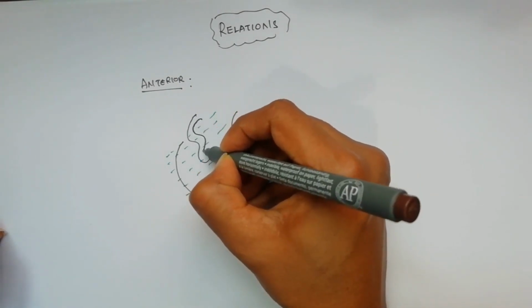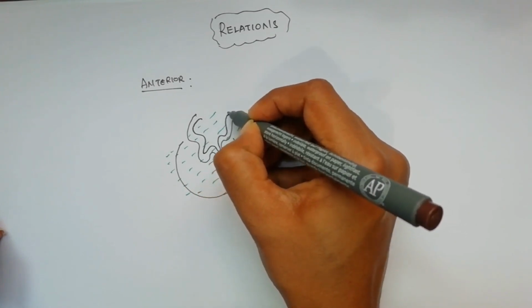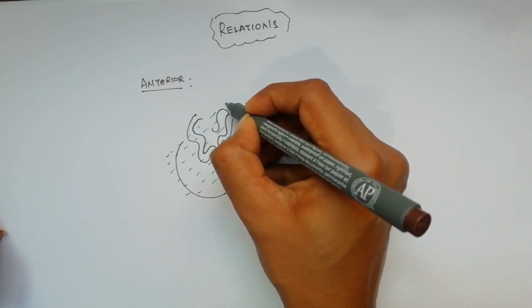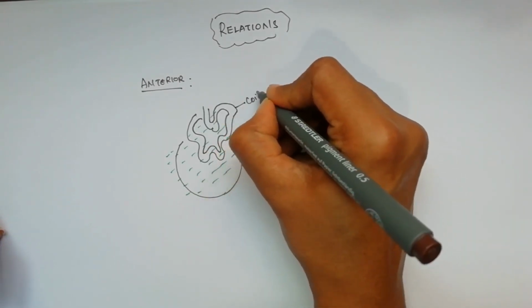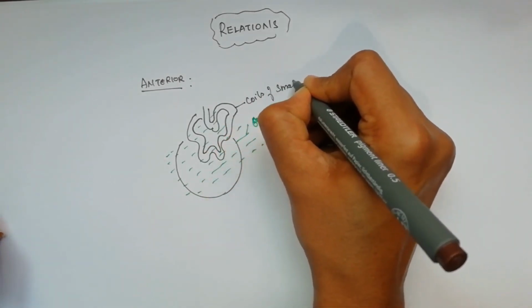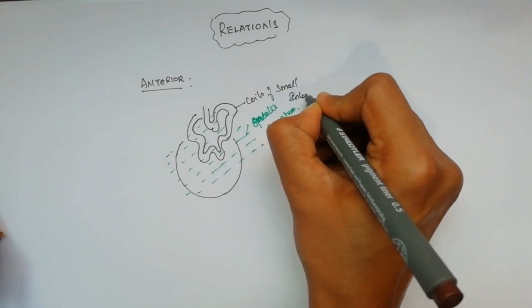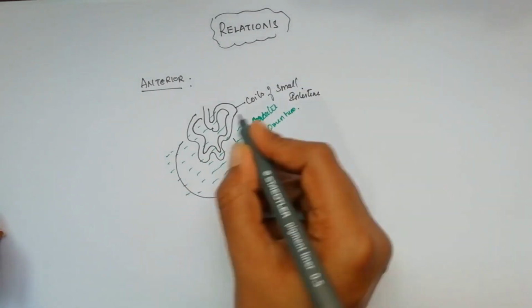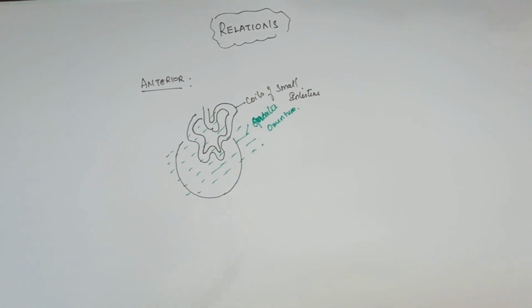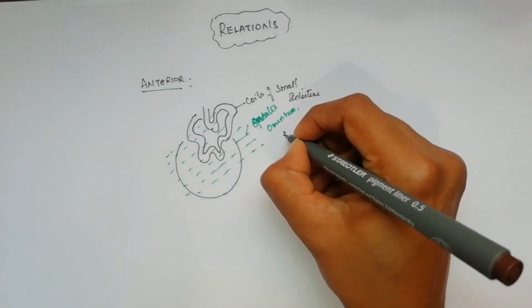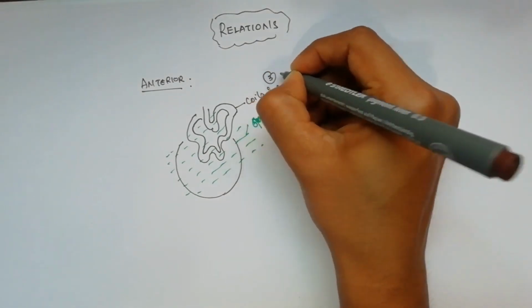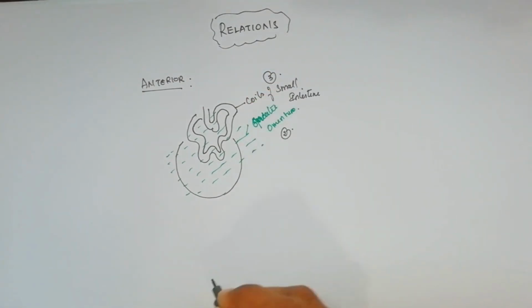When the cecum is empty, we will have some coils related over here, and those coils are nothing but coils of small intestine. So these are the relations we have in the anterior aspect. First is the anterior abdominal wall, the second one is the greater omentum, and the third one is coils of small intestine. Now we will move on to our posterior relation.